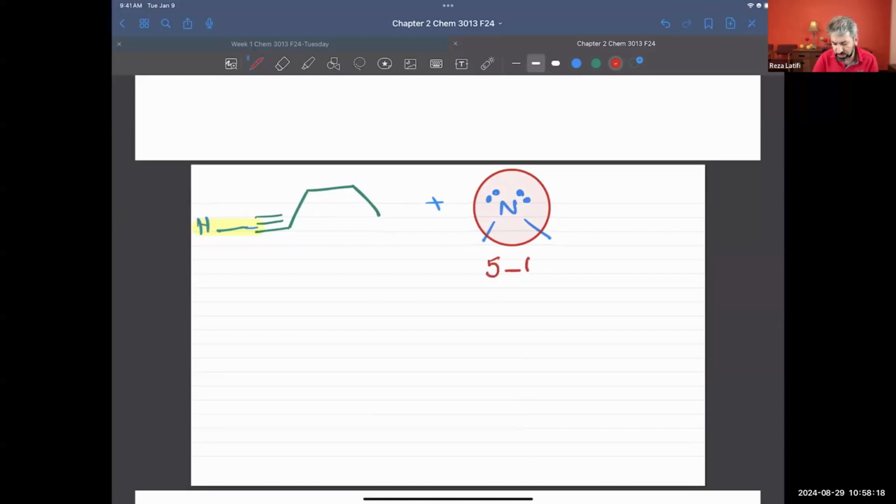I see 6 electrons around it, so it will be -1. So nitrogen is -1. It has a charge of -1. Okay, the expectation is that nitrogen is going to go after this hydrogen, and it will take it. So you expect to get this.